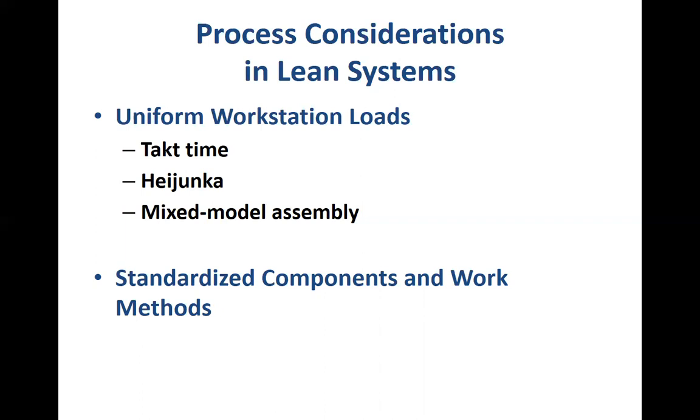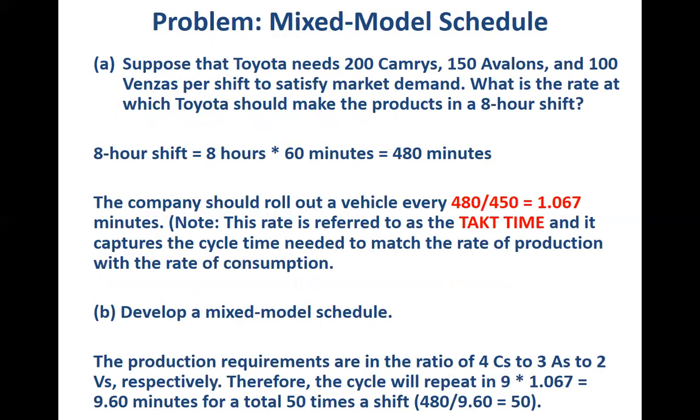Again, standardizing components and standardizing the way work is being done reduces the possibilities of errors that can be in the system, and hence the likelihood of improving the system and making it lean increases. This is an example of mixed model schedule. Let's suppose that Toyota needs 200 Camrys, 150 Avalons, and 100 Venzas per shift to satisfy market demand.